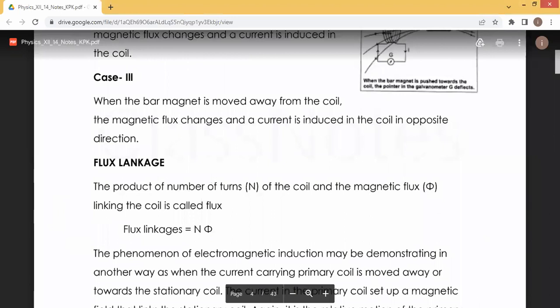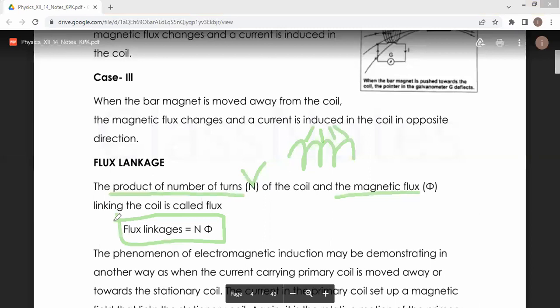Now the next thing is flux linkage. So what is flux linkage? Let's say this is my coil. This is one turn, two, three, and four. So this means that the value of N equals 4. First is N, the number of turns of the coil, and the second is magnetic flux. The product of these two is known as flux linkage.